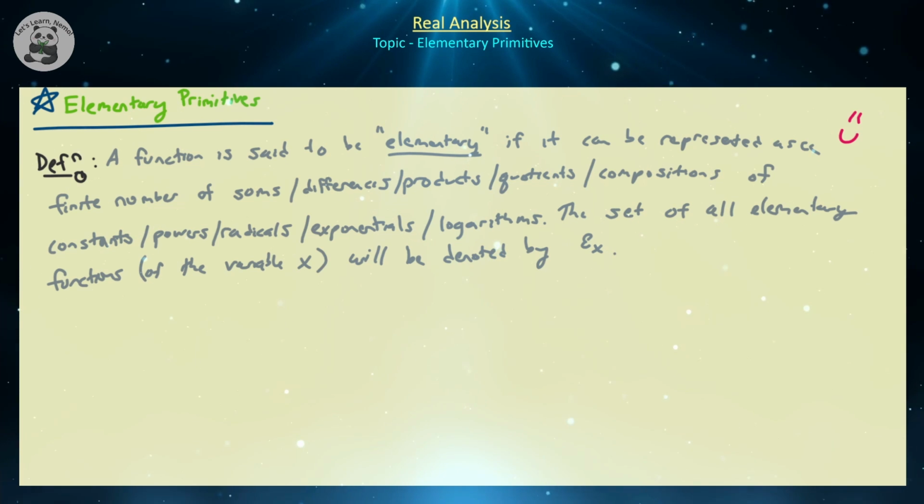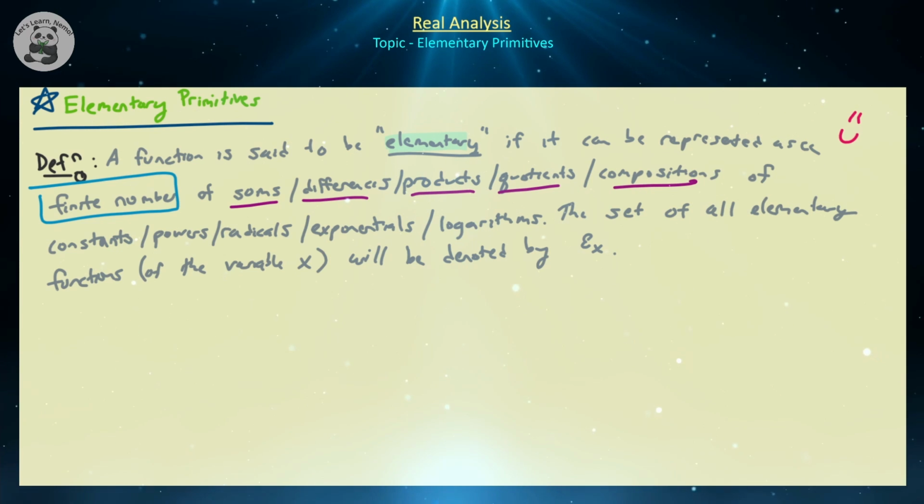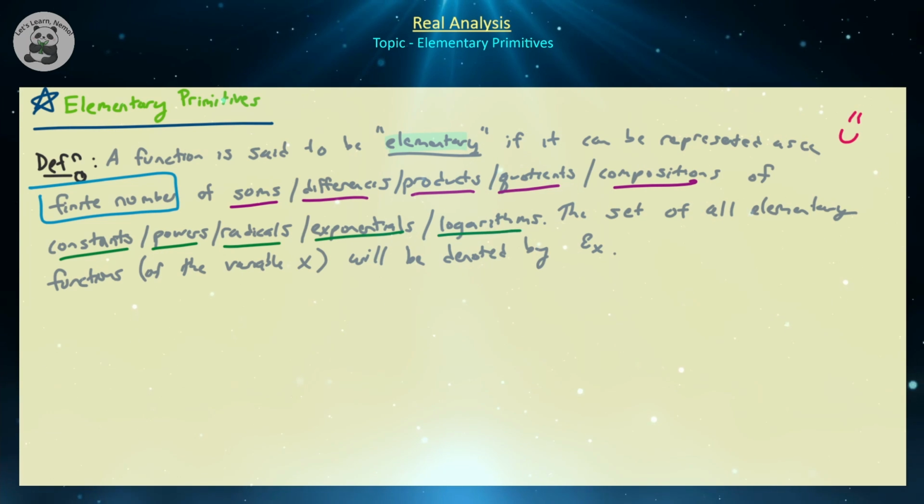A function is said to be elementary if it can be represented as a finite number. So this is the first key concept. You're not allowed to do infinite iterations of these things, but you're allowed to do sums, differences, products, quotients, and also compositions of functions of the types that are constants, power functions, radicals, including cube roots and fourth roots, exponential functions, and logarithmic functions. The set of all of these combinations of functions is known as the set of all elementary functions.